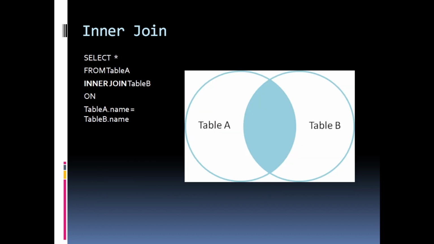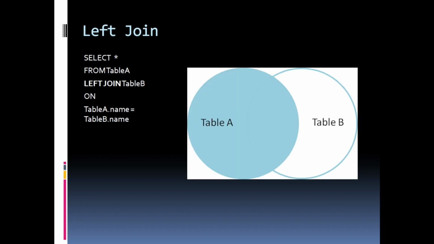So the most common join is the inner join. As you can see, the syntax: select asterisk from table A inner join table B, and then you use the ON table A dot name, which will be our column that we're associating our relationship, equals table B dot name, which is the column that both tables will have in common. And as you can see in the diagram, we're going to get all the rows where they match, and that's all the results we're going to be viewing.